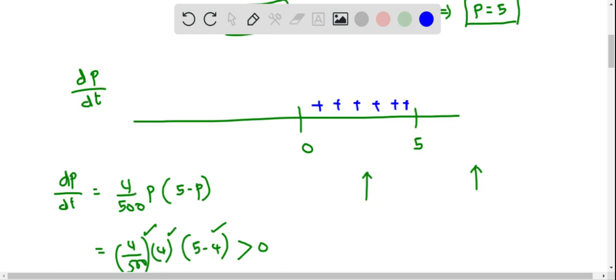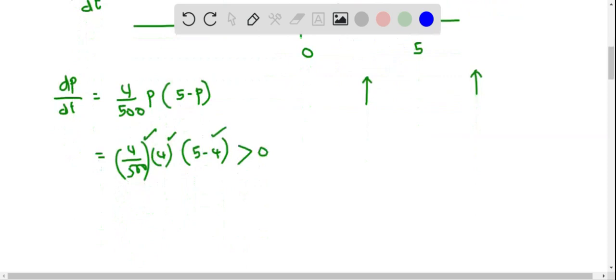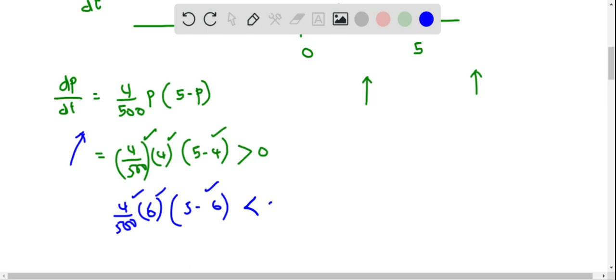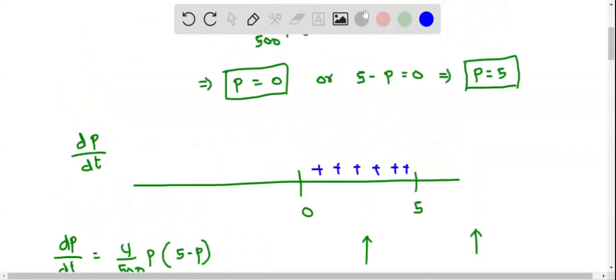Now let's consider some random value in the interval 5 to infinity. So I'm going to consider P equal to 6 and plug it into the derivative function. When I do that, I get 4/500 times 6 times (5 minus 6). This is positive, but this is negative. So the product of a positive and a negative is negative, and that means it is less than 0. So in the interval 5 to infinity, the derivative function is negative, which means it is a decreasing interval.